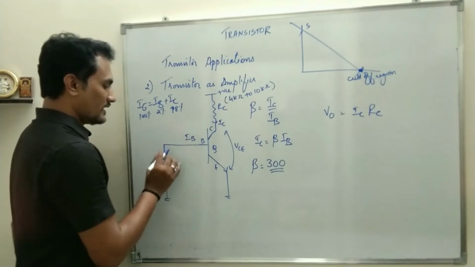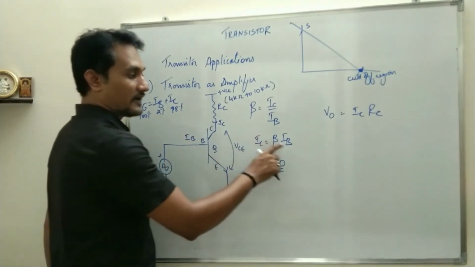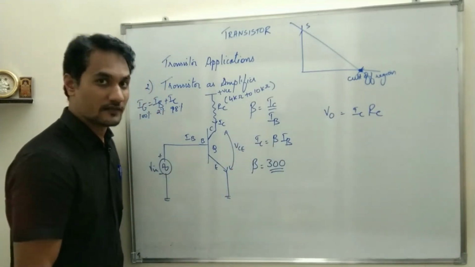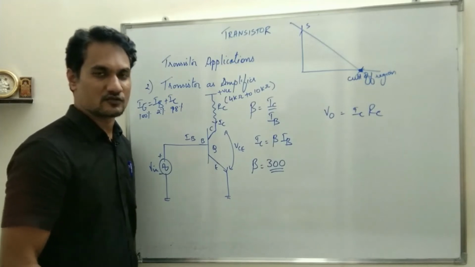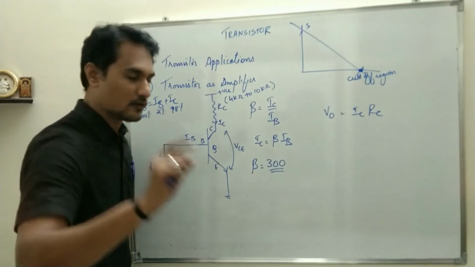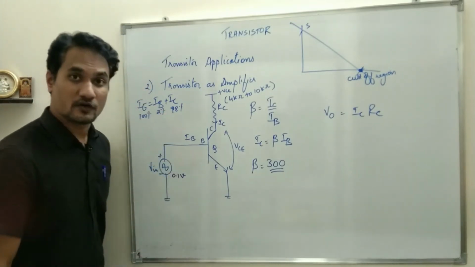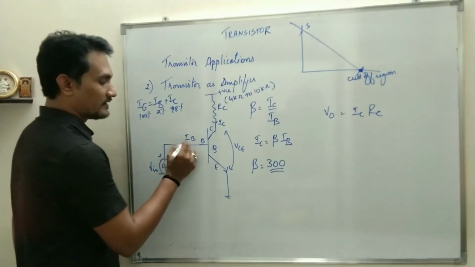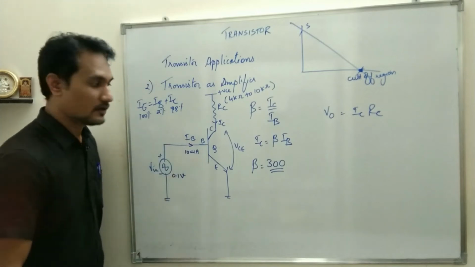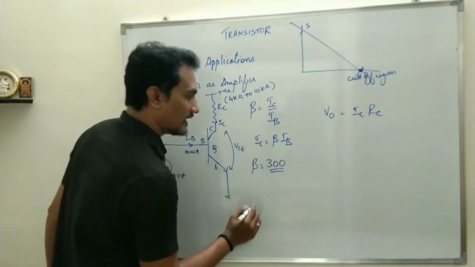Now suppose no input is applied, so IB will be 0, right? And if IB is 0, of course beta multiplied by IB, IC will also be 0. That means no current is flowing through the transistor. So without giving input, you cannot use the transistor as an amplifier. Now suppose a small voltage, 0.1 volt, is applied, and a small base current, say 10 microampere, flows. Since we know IB and beta, we can calculate the value of IC.